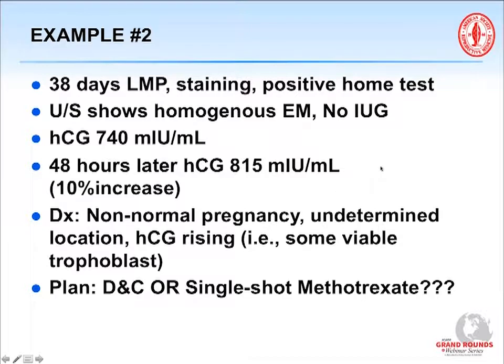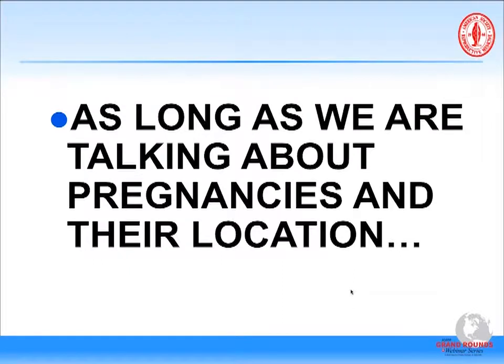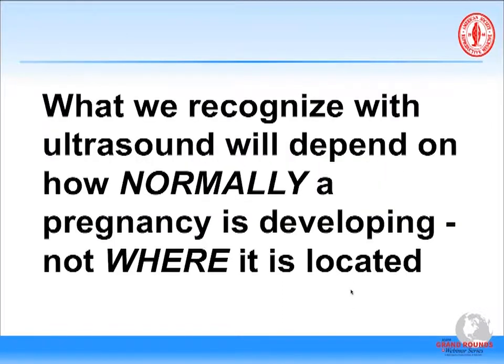You get one more. Now it's 906. It's another 10% increase. What's your diagnosis? This is a non-normal pregnancy. You've never determined its location, but hCG is rising, means there's some viable trophoblast. Do you give her a D&C, look for villi, or do you just give her a single shot of methotrexate? Because with that level of rise, methotrexate will work every time. But realize if you do that, you're going to be treating a sizable number of failed intrauterines with a shot of methotrexate.